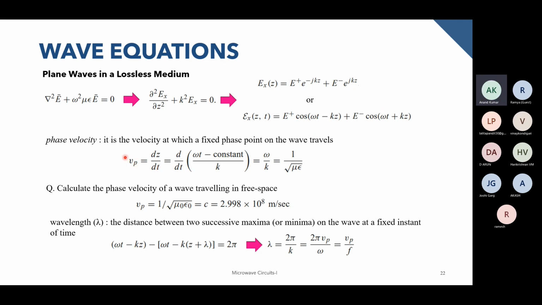And then we defined one of the properties called the phase velocity, and we derived its relationship with omega, k, mu and epsilon. We did a quick numerical on calculating the phase velocity of a wave traveling in free space. Then we defined the wavelength and derived the relationship between the wavelength, the phase velocity, and the frequency of the plane wave.